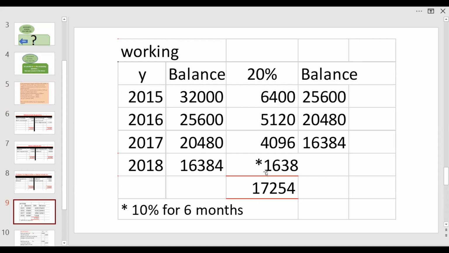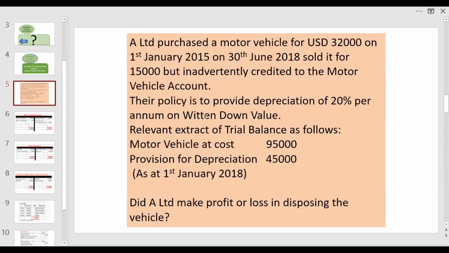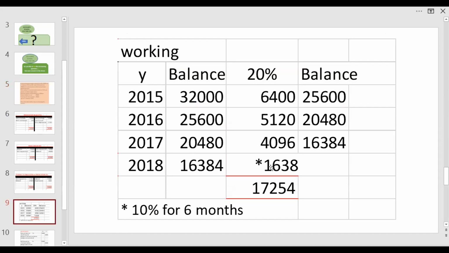Now you read the question carefully. It says it was sold on 30th June. So that means that asset was not there for the whole year. And there again, they say 20% per annum. That means only for a full year, it is 20%. So naturally, for half a year, it is only 10%. That is why only 10% is calculated. So this is the total figure which is to be removed, but you will have to take one more thing into consideration.